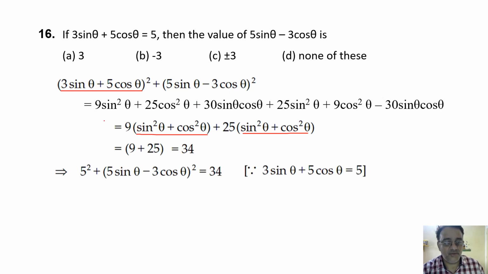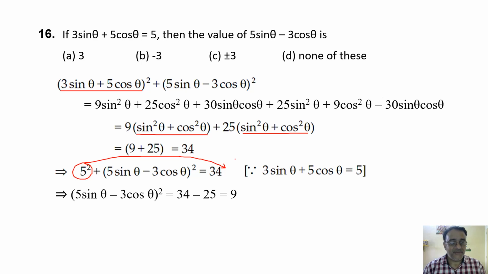Okay, what is 5 square? 25. You shift 25 to this side, so it will become minus 25. 34 minus 25 is equal to 9. Now what is 5 sin theta minus 3 cos theta? If you take the square root, plus minus 3. Very good, plus minus 3.